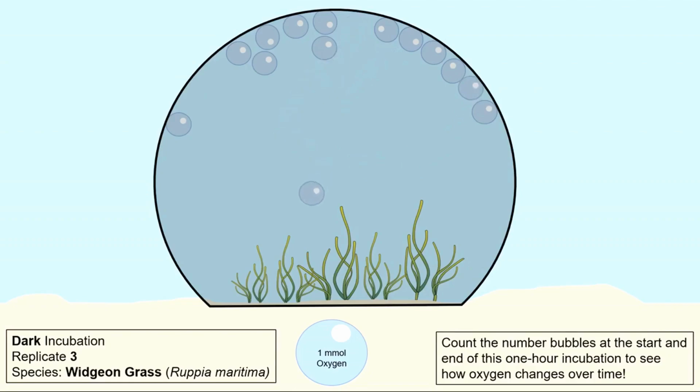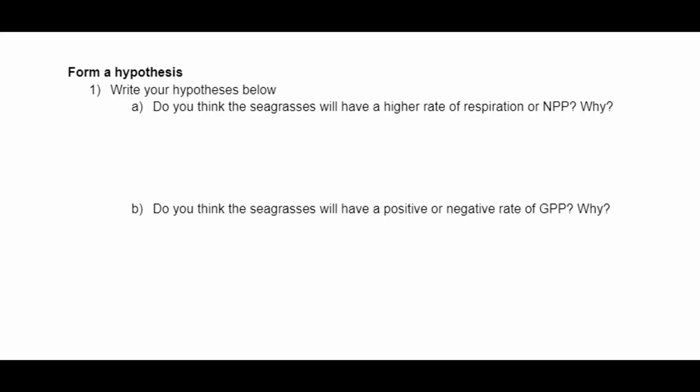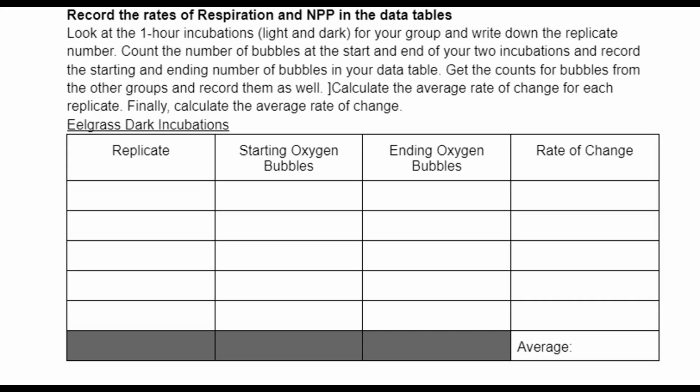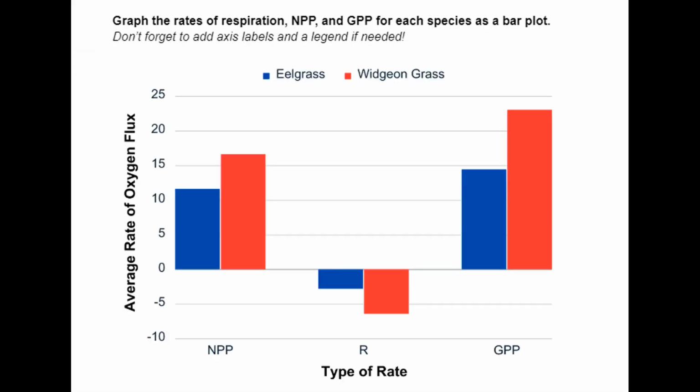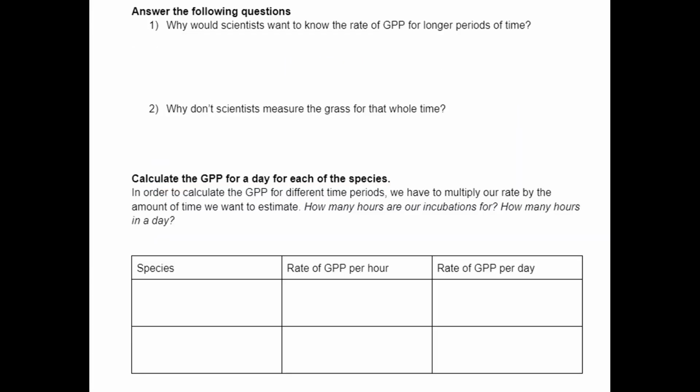I provide different ways for students to count the bubbles, either including the provided videos or as a printable handout. Through this lesson, your students will learn to write hypotheses, measure and calculate rates of respiration, net primary production, and gross primary production, and then plot their results as a bar graph to compare the rates between our two seagrass species. The base lesson ends with students scaling up their rates from 1 hour, the amount of time our chambers run for, to rates for an entire day by multiplying by the number of hours in a day.